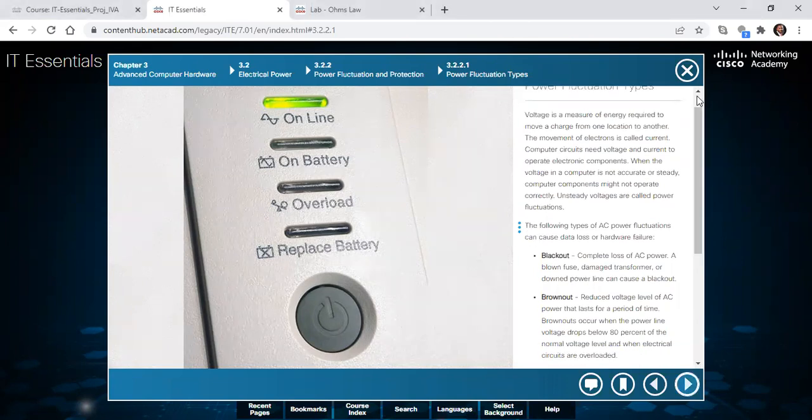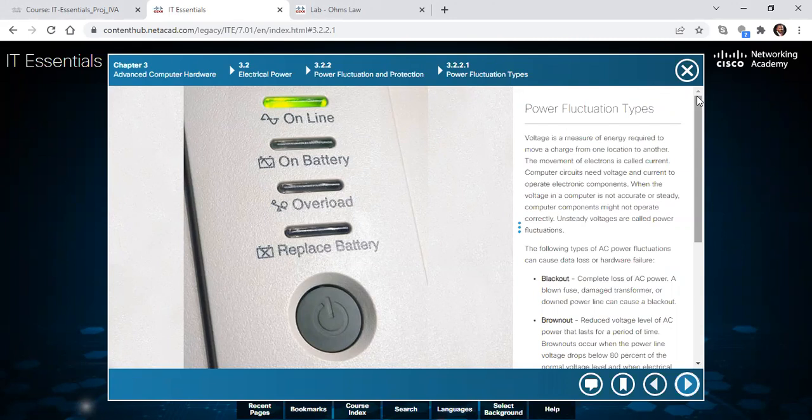So we move to power fluctuation types. Voltage is a measure of energy required to move a charge from one location to another. We talked about that earlier. The movement of these electrons is called current. So computer circuits need voltage and current to operate electronic components.